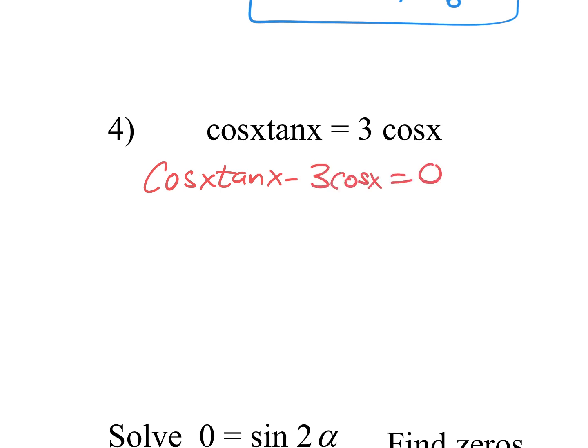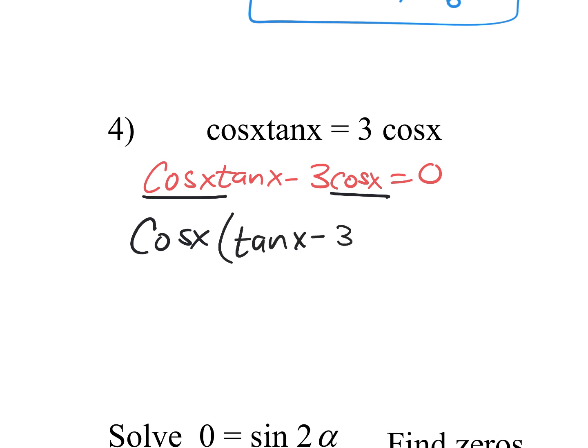and factor a GCF. In this case, the GCF will be cosine x. We see it there and there. So when we factor out that cosine x, we're left with tangent x minus 3. So now, it's the same situation we were in on the previous problem. We have two factors set equal to 0. This is our zero product property.